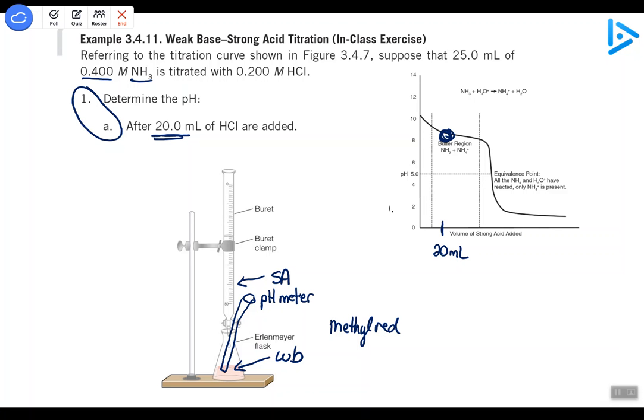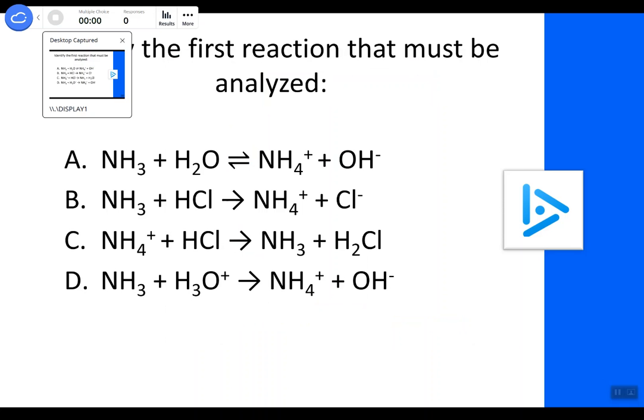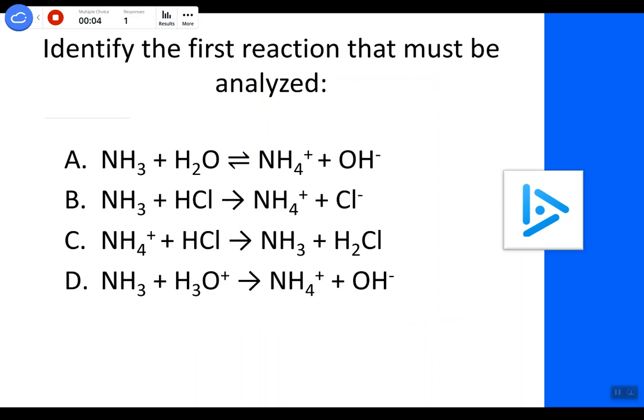But we want to analyze the pH at different points along this experiment. So my question for you, our first clicker question today: which reaction must be analyzed first to solve this problem? Chat with the person beside you for 20 seconds.